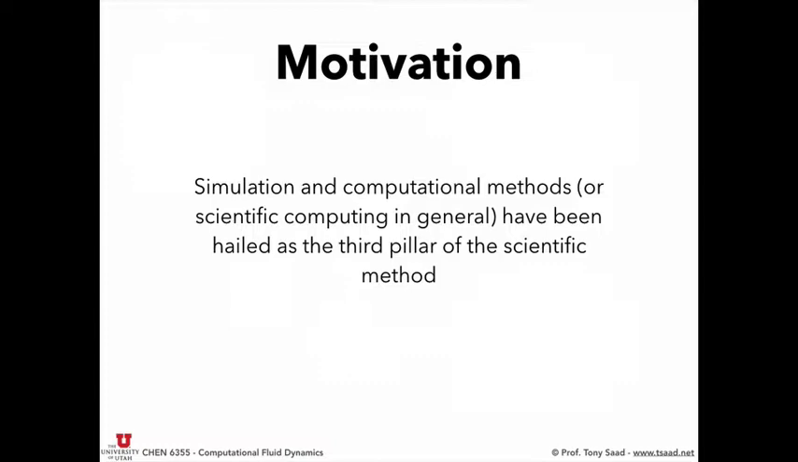But simulation and computational methods, or in general scientific computing, have now been hailed as the third pillar of the scientific method. So what are the other two pillars? There's experiment and theory, right? So theoretically, you can think about something, just like what Einstein did. He theoretically thought about relativity and came up with experiments just by thinking about it. And so there's theory, there's experiment, and now there's simulation as the third pillar of scientific computing.